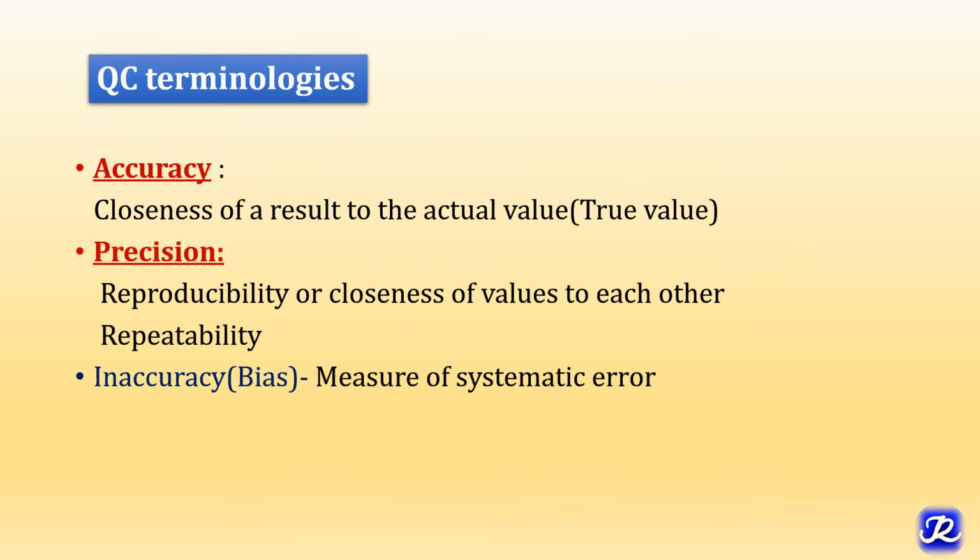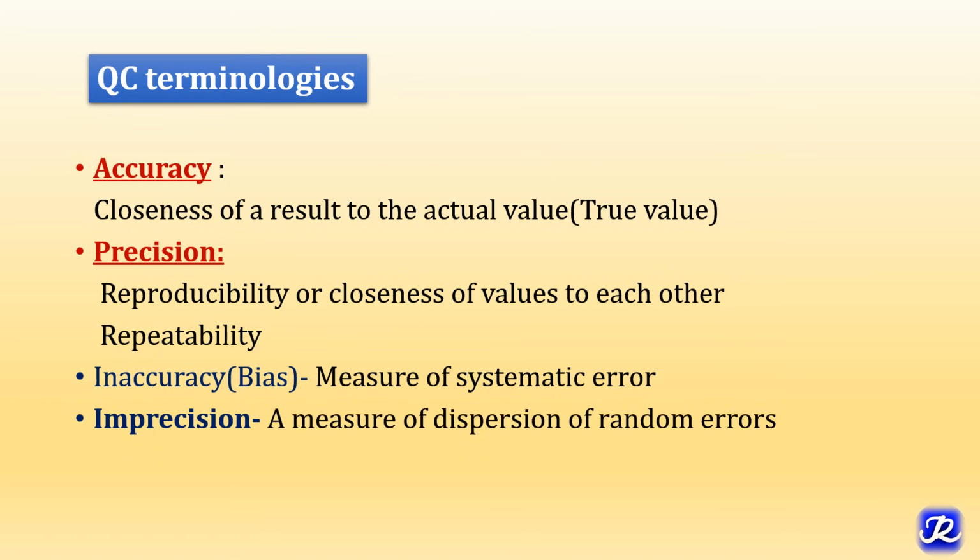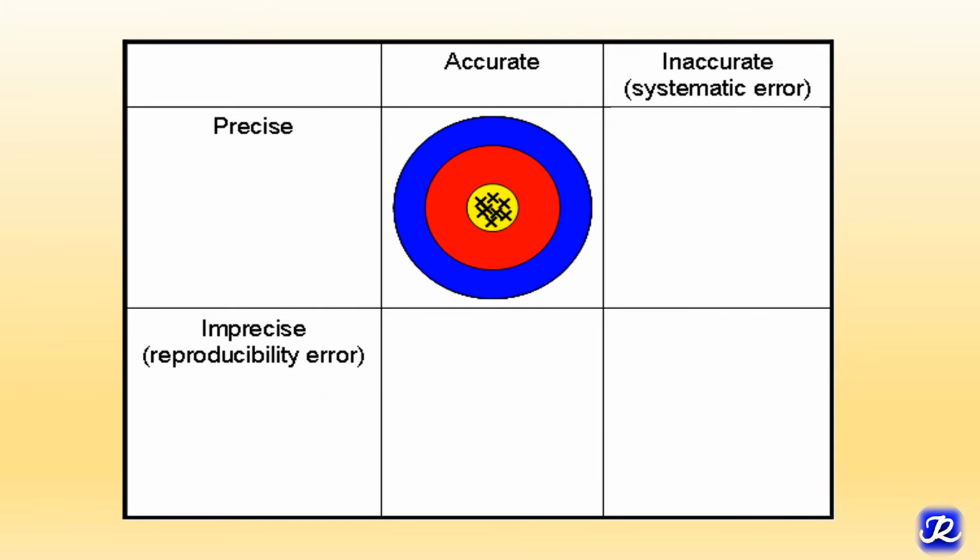What is inaccuracy? It is also called bias, and it is the opposite of accuracy. It is a measure of systematic error present in the analytical system. And imprecision is the opposite of precision. It is a measure of dispersion of random errors. We will talk about the errors in the later part of this presentation. So now we are aware of two important terms, accuracy and precision. As I have mentioned, the laboratory results should be both accurate and precise.